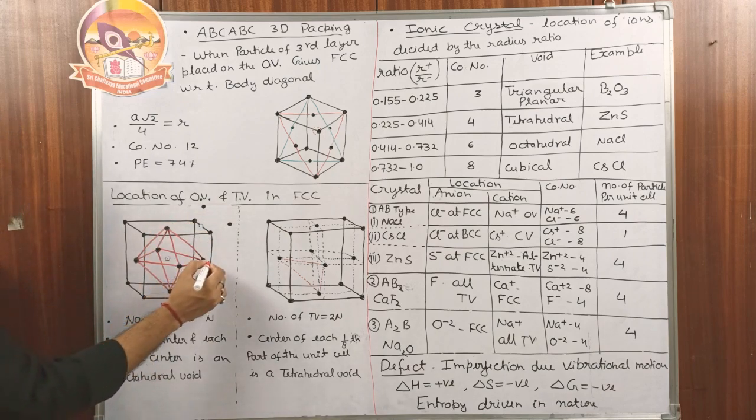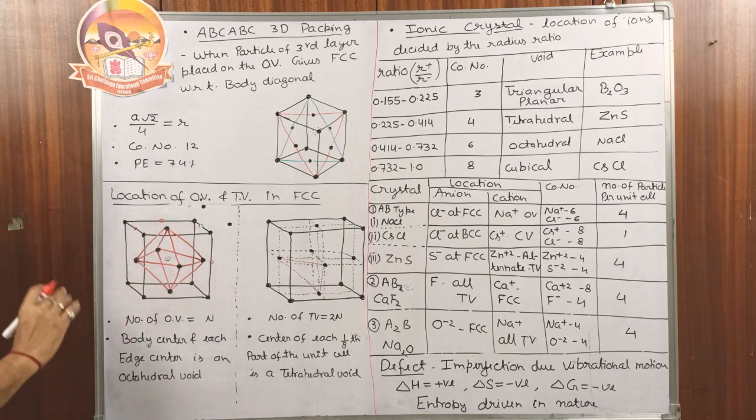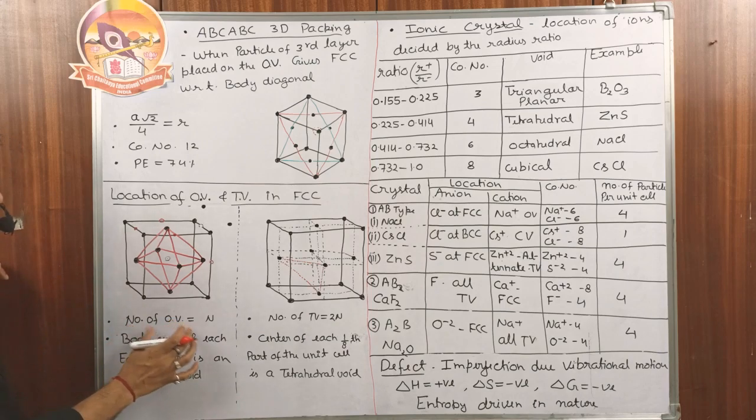So each edge center is also the octahedral void. Each edge center is the octahedral void, and each body center in one unit cell is the octahedral void. Number of octahedral voids is equal to the number of particles.